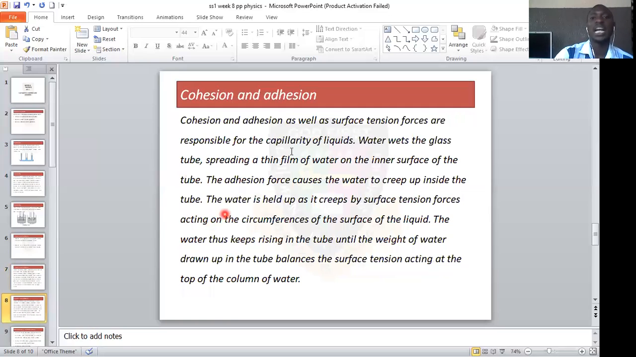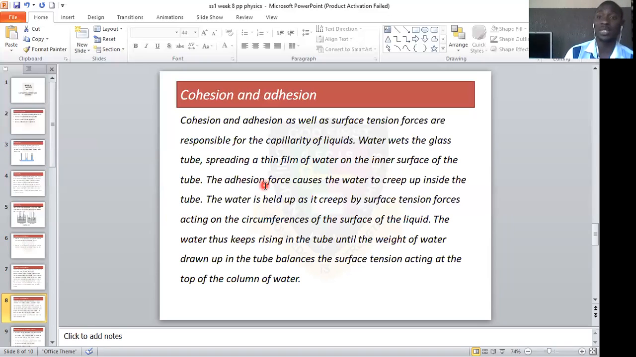So cohesion and adhesion, as well as surface tension forces, are responsible for the capillarity of liquid. That is capillarity, the rise and fall of water or liquid in the capillary tube. Cohesive and adhesive forces, and also the surface tension force, are responsible for this capillary action. Water wets a glass tube, spreading a thin film of water on the inner surface of the tube. This is what we explained earlier.